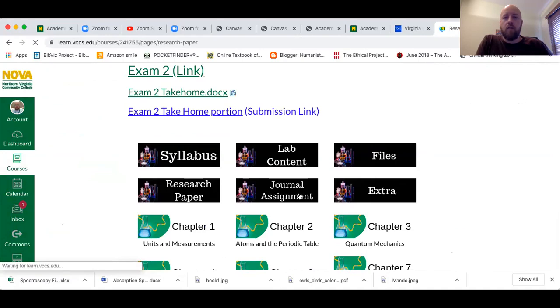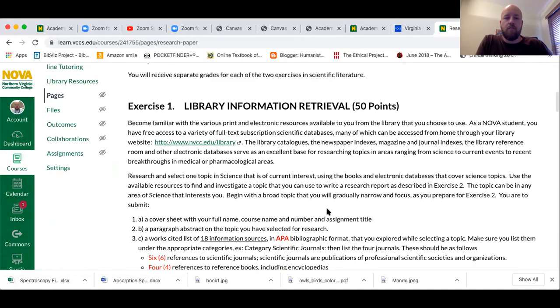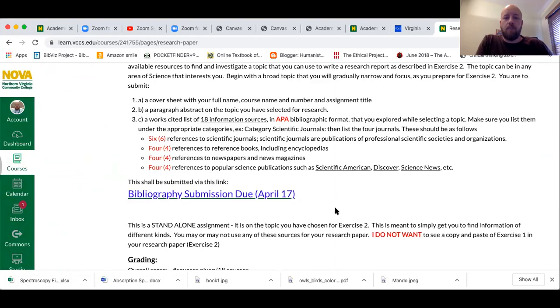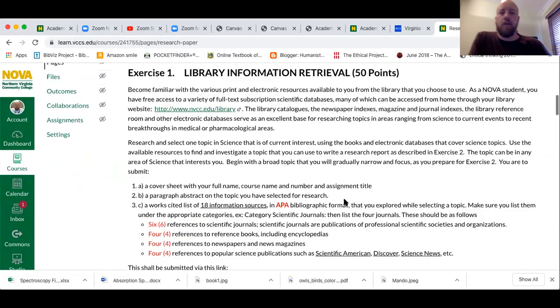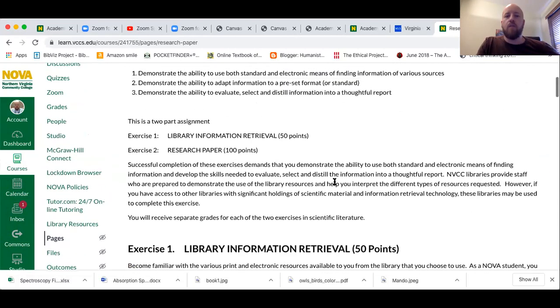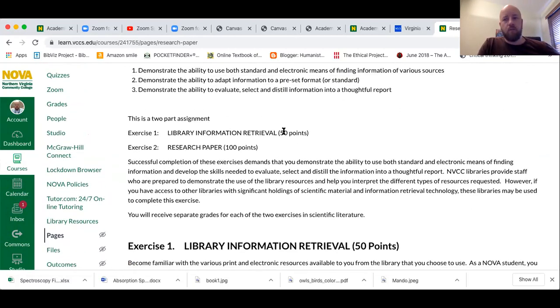All right, so let's look back at our research paper here. Since we haven't talked about the research paper in a little while, the library retrieval is 50 points. That doesn't make very much difference obviously for our pass-fail situation, but nonetheless, these are educational skills that we should be building over time. And this is a great assignment, especially if this is one of your first times writing research papers.